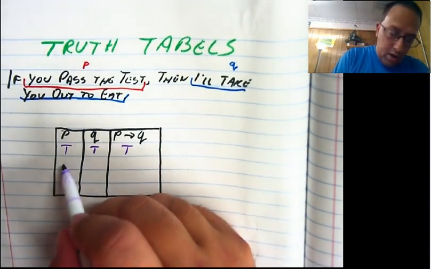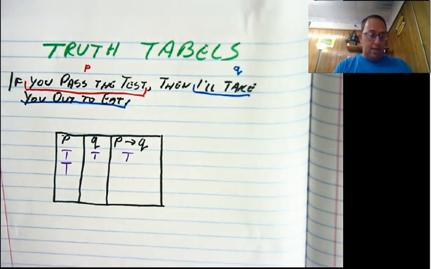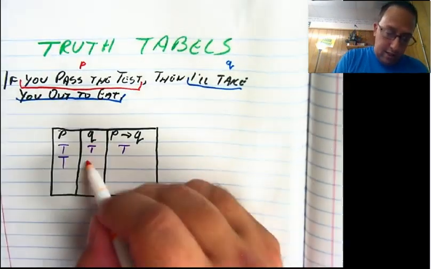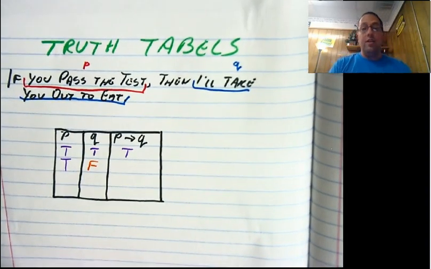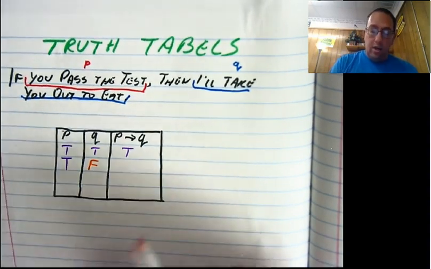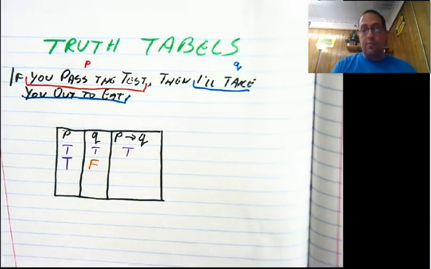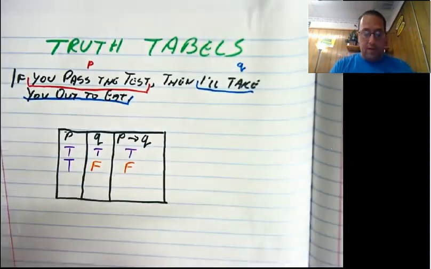For example, the hypothesis is true. You passed the test, and yet I did not take you out to eat. So, did I lie to you? Did I make a false statement? Yeah, I did. Because you did pass the test. You held up your end of the bargain, but I didn't hold up mine. So that is false. I was a big fat liar.